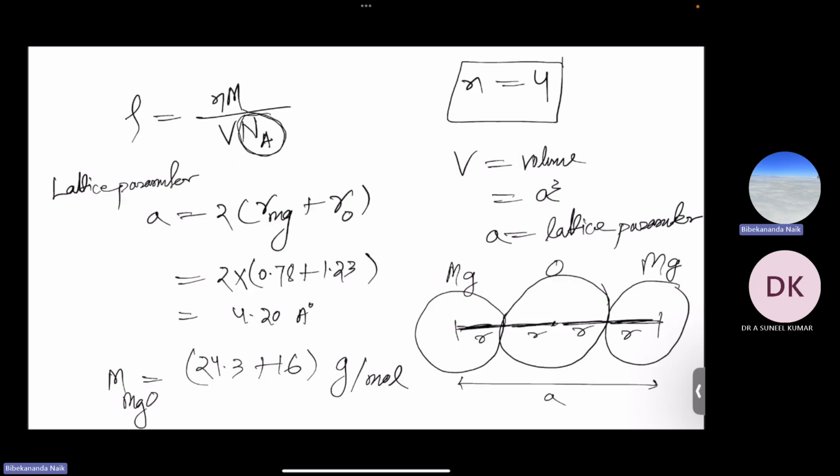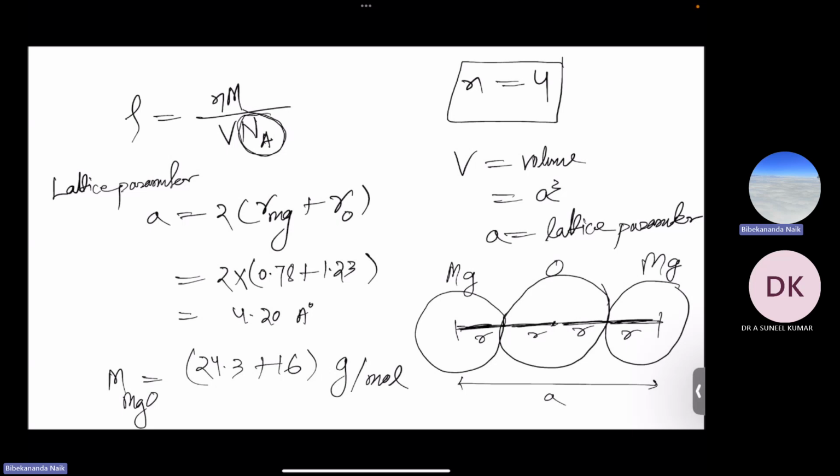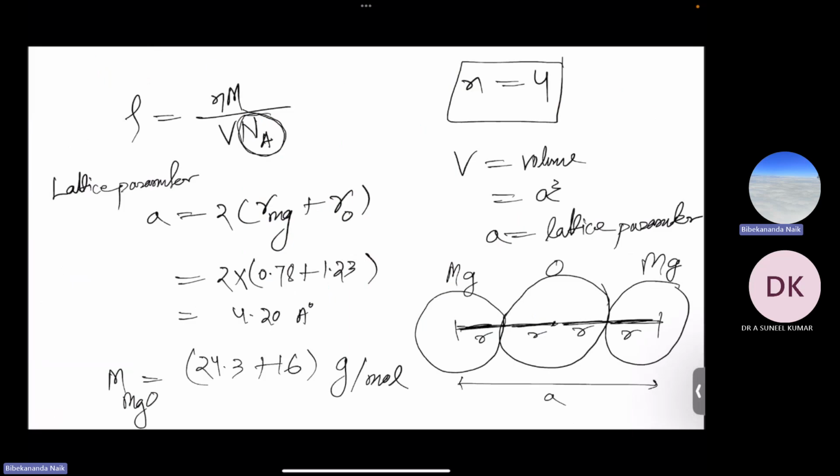So the formula is density rho equals N M divided by V Na. N is 4, M is 16 plus 24.3, divided by the volume, which is A cube. A cube means 4.2 Angstrom cubed. Since the options are in gram per cubic centimeter, we need to convert Angstrom into centimeter.